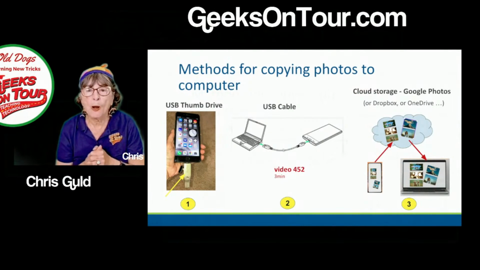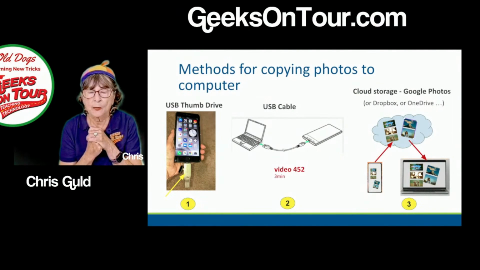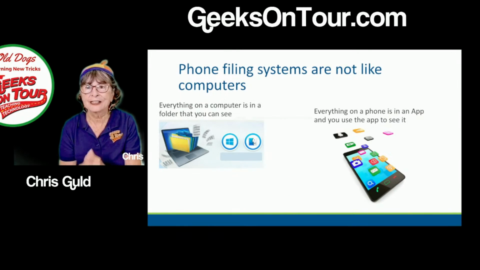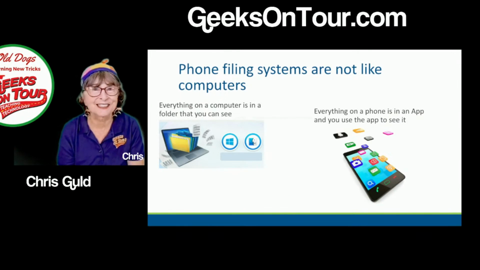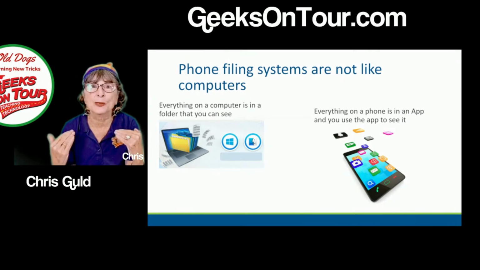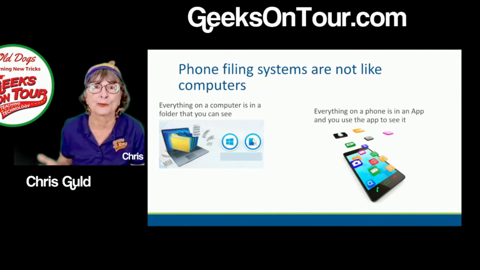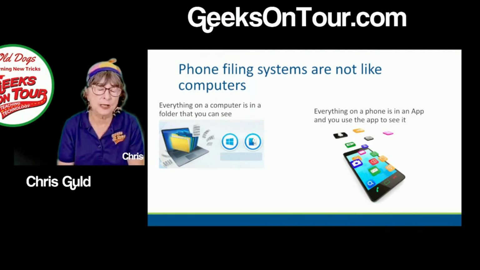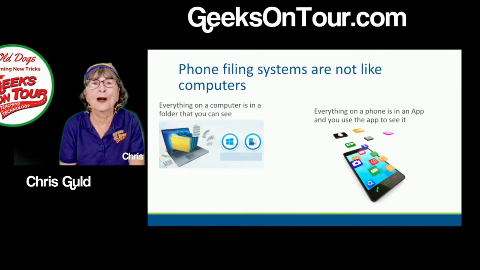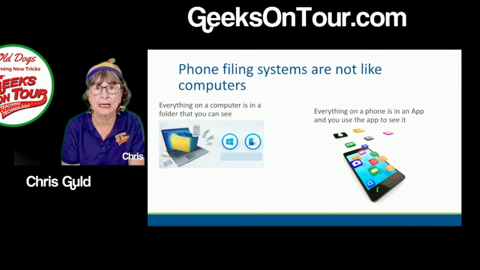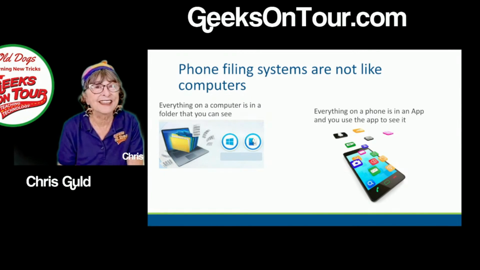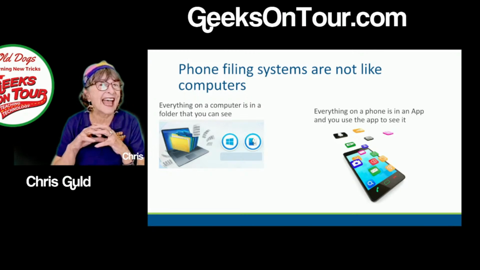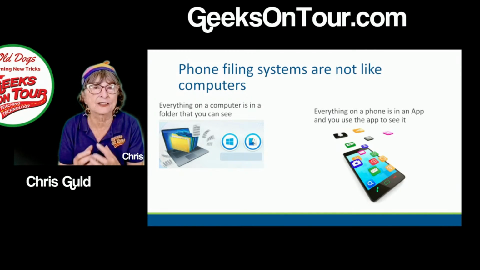Okay. So a couple more things to know. One is that phone filing systems are not what you expect if you're expecting it to look like your computer's filing system. Everything on a computer is in a folder that you can see. Some of them are hidden, but if you unhide, you can see everything. Everything on a computer, be it Windows or Mac, is in a folder. Everything on a phone is in an app. It's a different kind of structure.